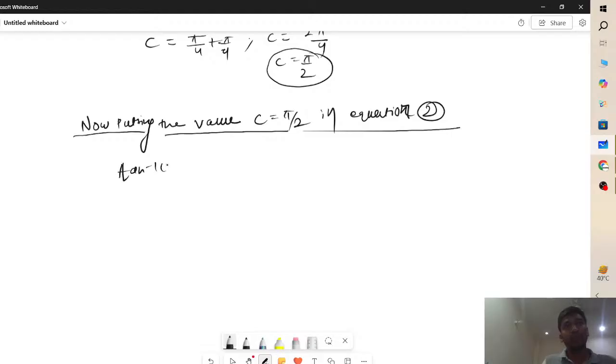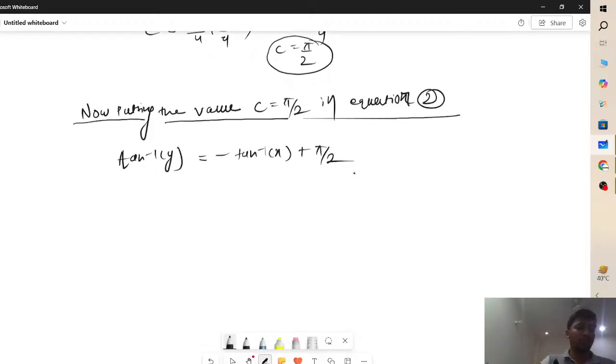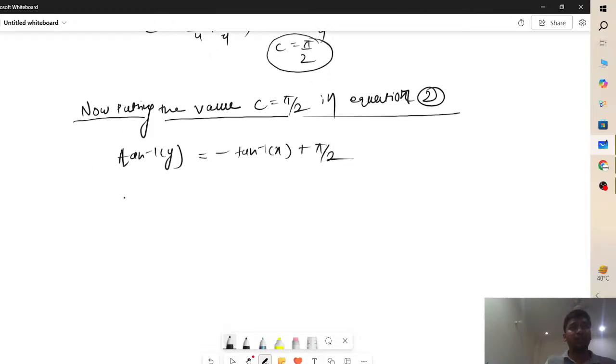tan inverse y, और क्या लिख सकते हैं इसको हम? माइनस tan inverse x प्लस पाई बाई 2 ऐसे लिख सकते हैं. Tell me. और इसको हम लिख सकते हैं ऐसे tan inverse y प्लस tan inverse x इक्वल्स टू पाई बाई 2 लिख सकते हैं हम ऐसे.